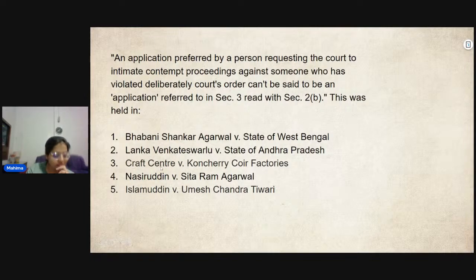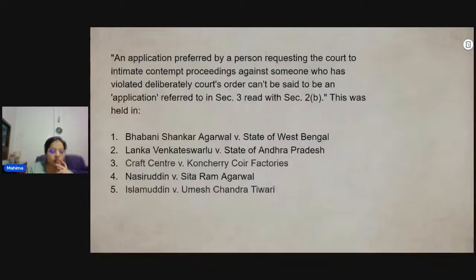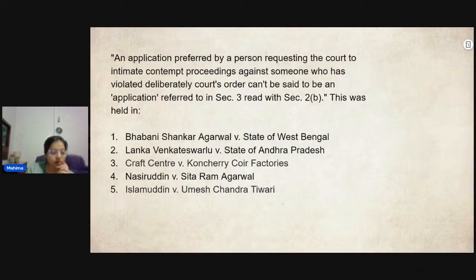Pritika is saying pass. Please mention this case in front of section 3 and 2b. This is the relevant case of section 2b also. It is option number 5, which is Islamuddin versus Umesh Chandra Tiwari.